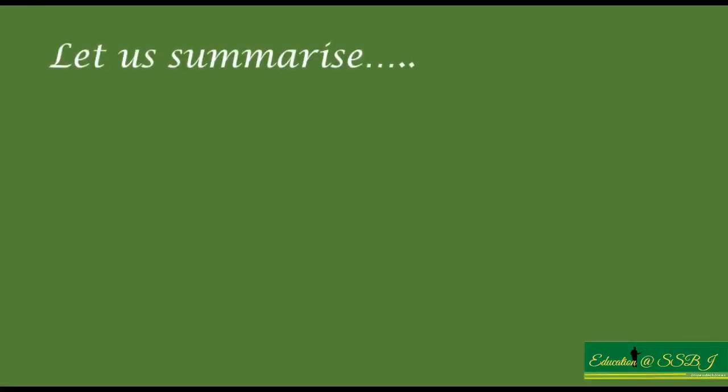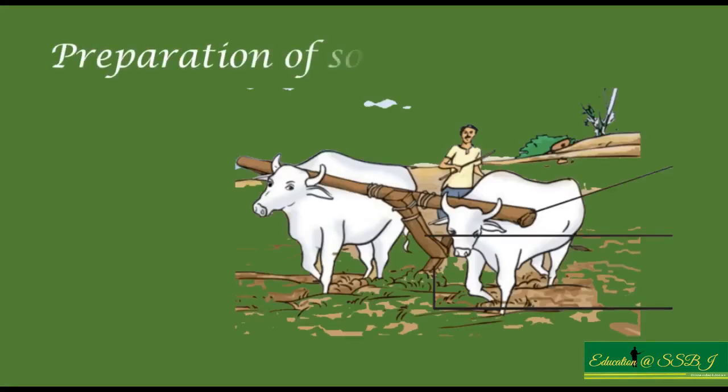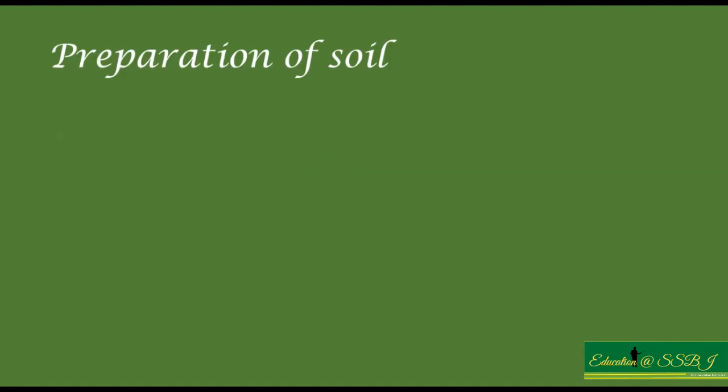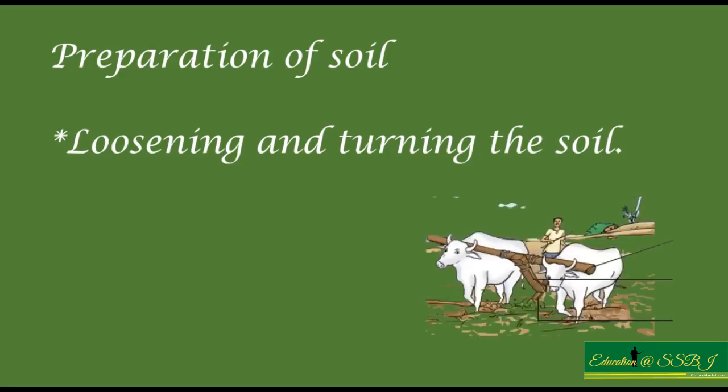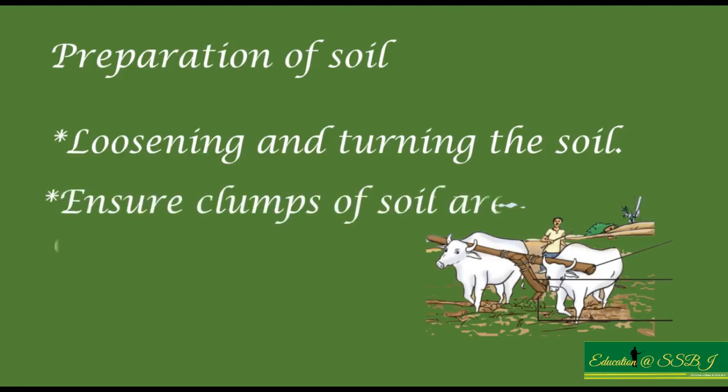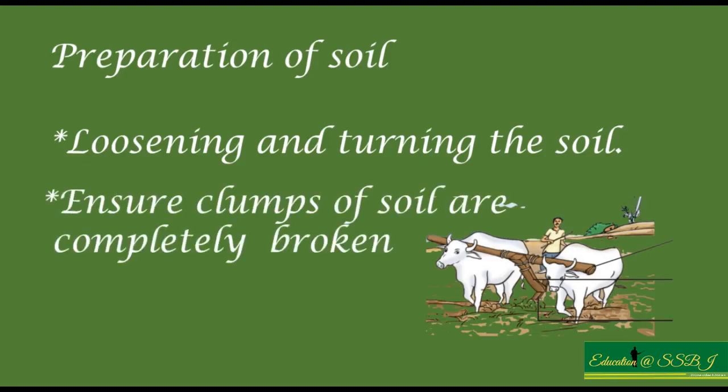Now let us summarize what we have learnt so far. Preparation of soil. And what does it involve? It involves loosening and turning of soil. It involves ensuring clumps of soils are completely broken. And what are clumps? The large solid mass of soil. And then we have to level the ground.